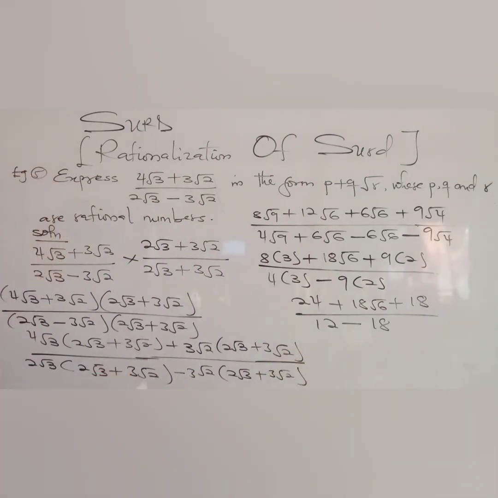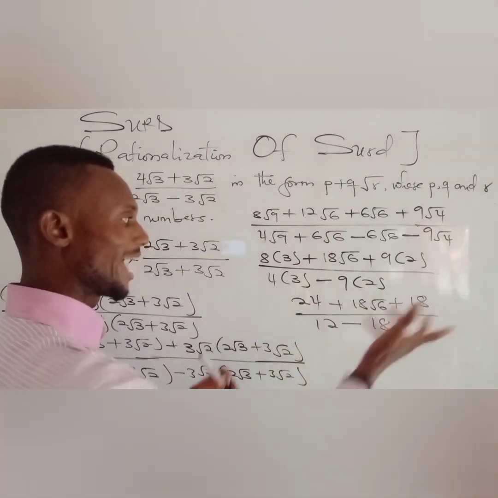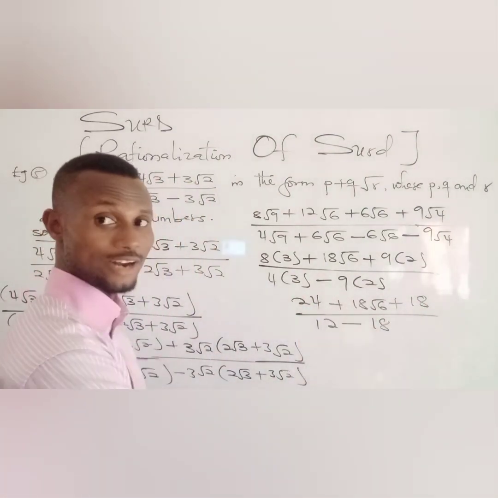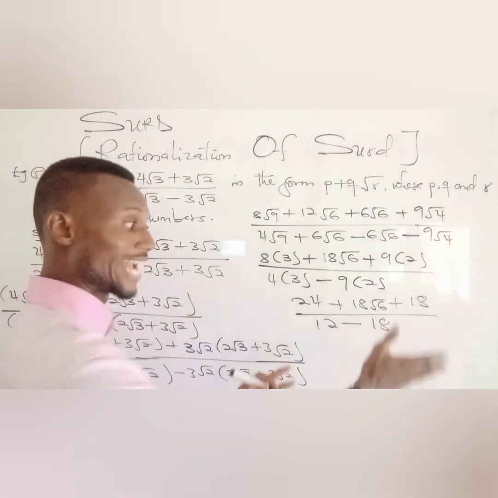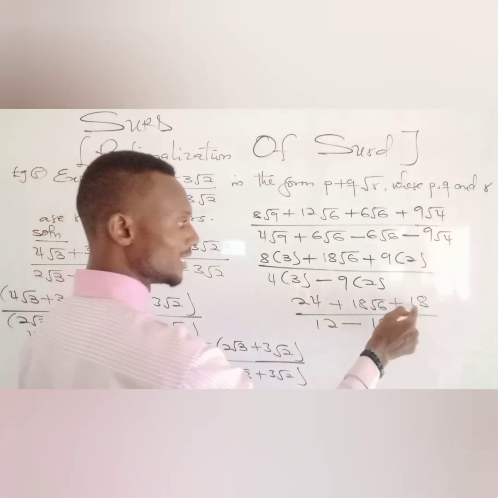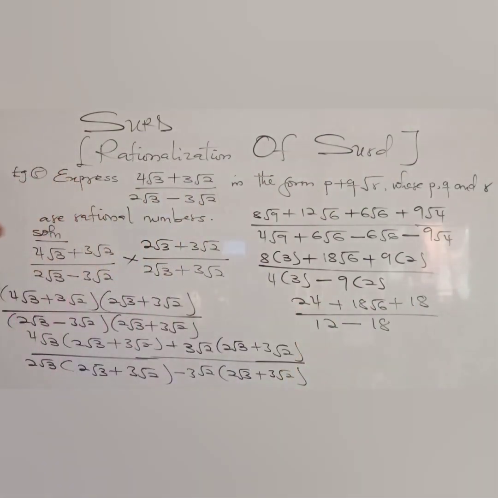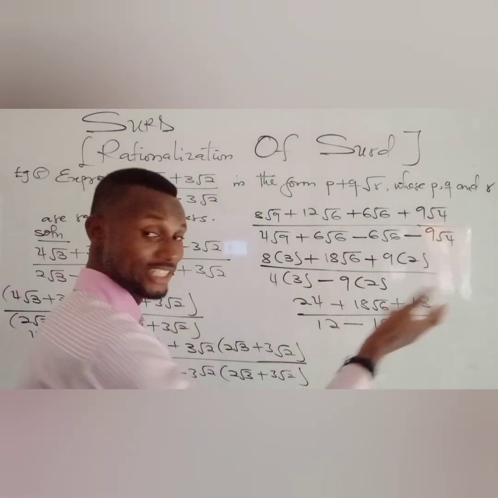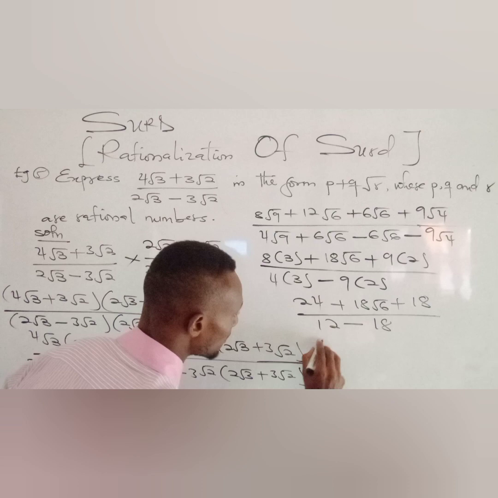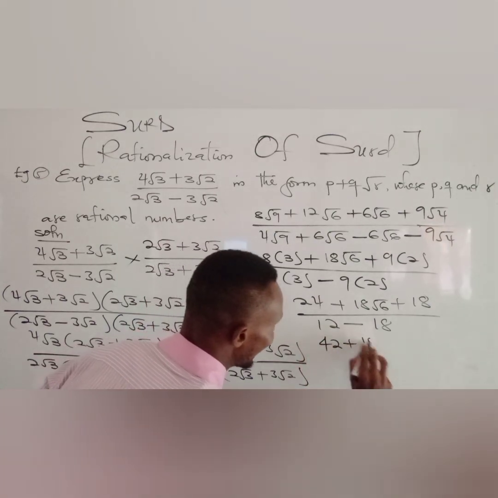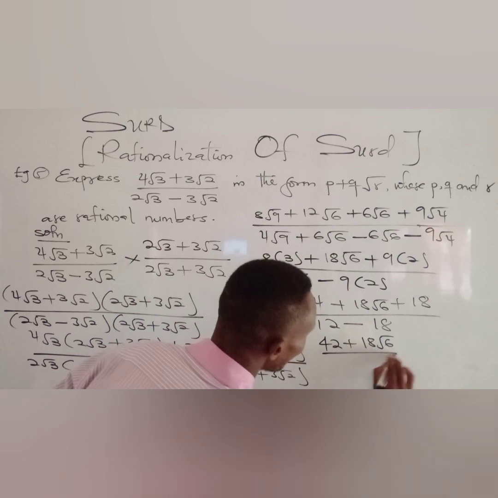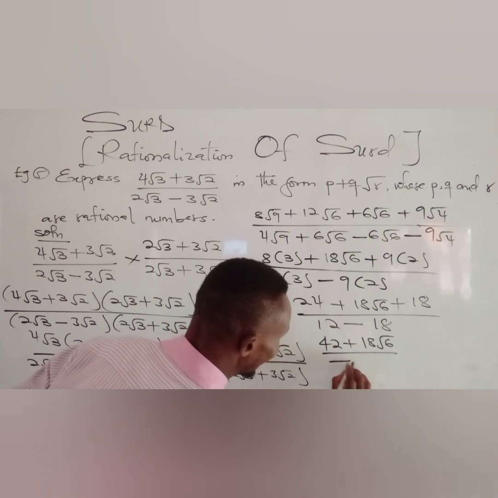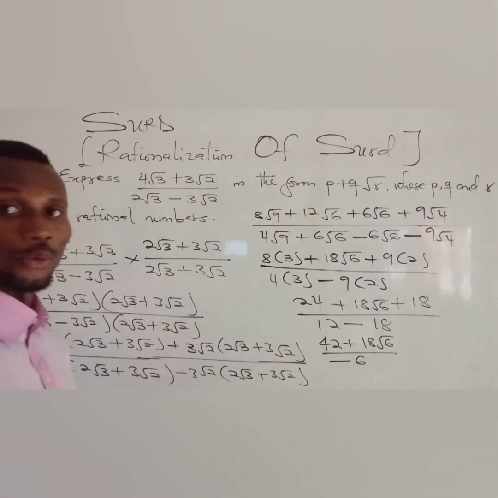Let's go ahead and simplify further. All that you need to do is to group like terms. We can add this and this, they are like terms. Because of space, I want to skip that step of grouping like terms, but we understand that we can add the 18 and the 24, which is 24 plus 18, which is going to give me 42. So we are going to have 42 plus 18 root 6 all over, then the 12 minus 18 is going to give me negative 6. And I hope you agree with me up to this point.